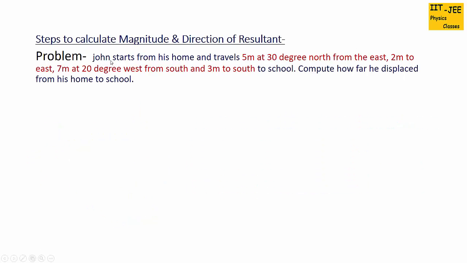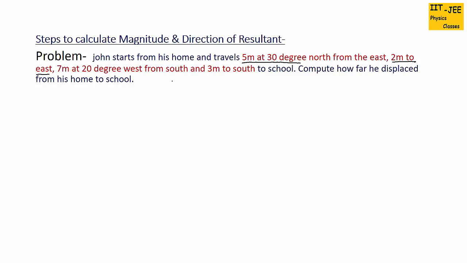It says John starts from his home and travels 5 meter at 30° north from the east and 2 meter towards east, then 7 meter at 20° west from south and 3 meter to the south to the school. So John traveled these distances from home to the school, and we have to compute how far he displaced from his home to school. So first of all, we will draw all the displacement vectors using head to tail method.